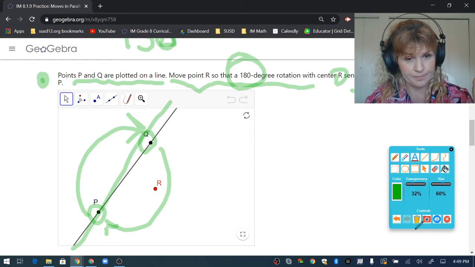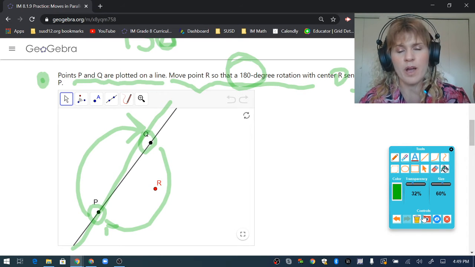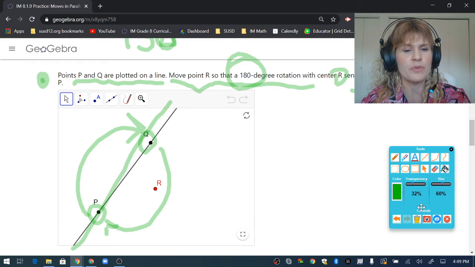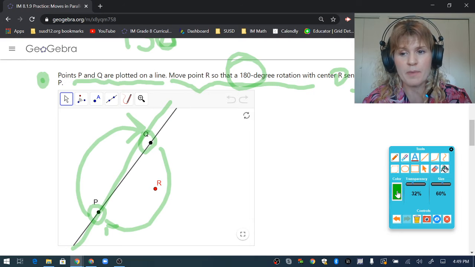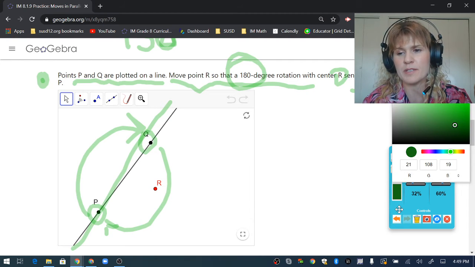degree rotation. Okay, well, we already learned what happens when you rotate a line segment or a line. Do you remember very well? Let me remind you.